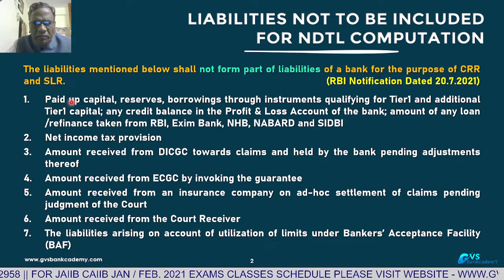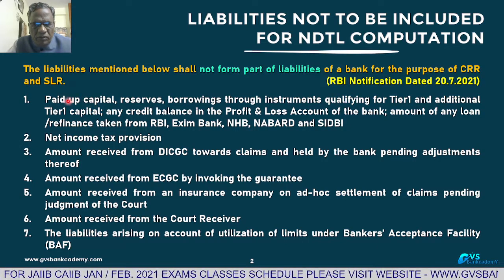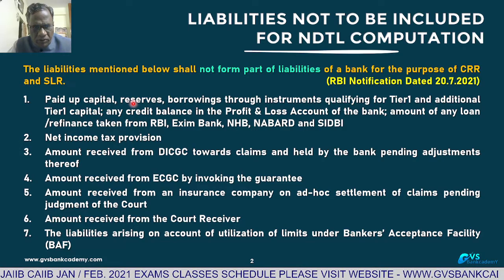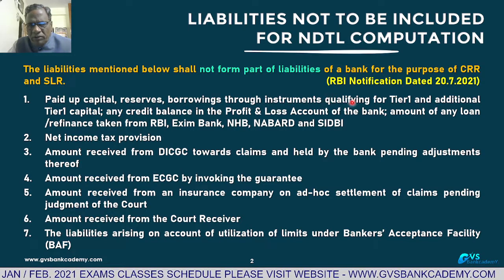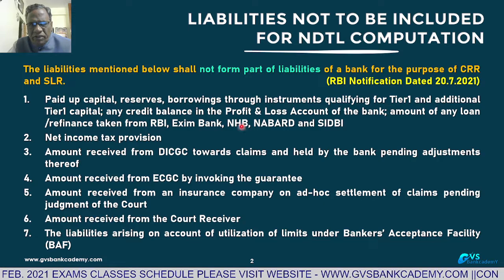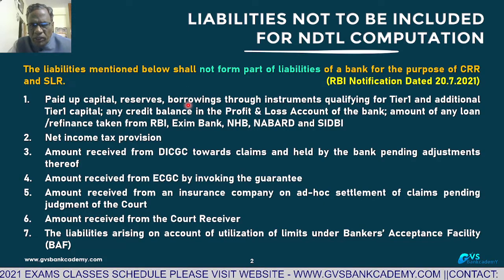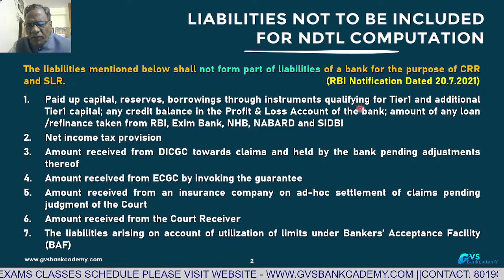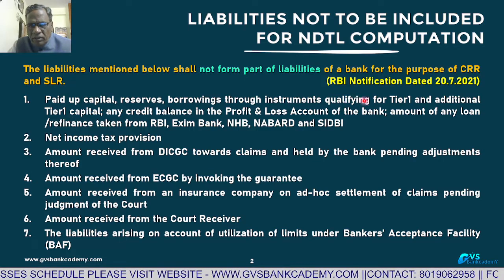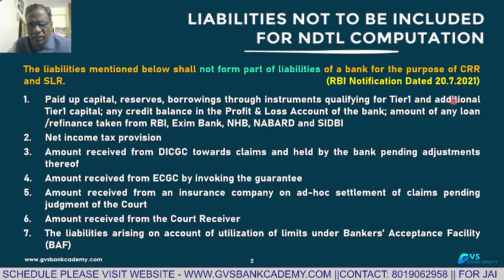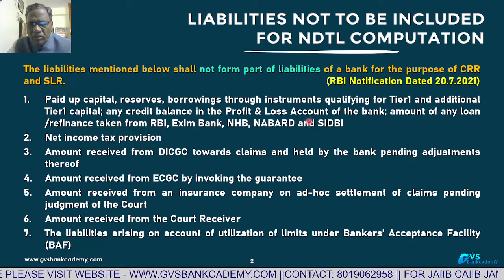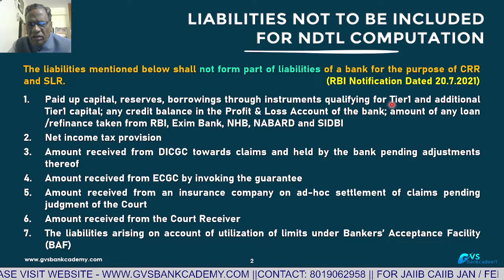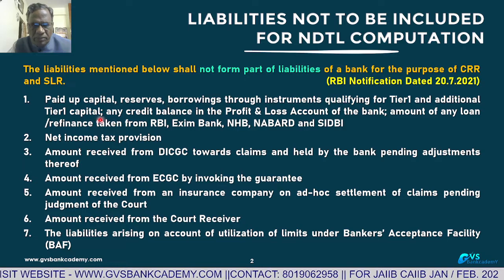Point number 1: paid up capital of the bank, schedule number 1; reserves, schedule number 2, bank balance sheet liability; borrowings through instruments qualifying for tier 1 and additional tier 1 capital. It means tier 1 capital instruments and additional tier 1 capital instruments do not form part of liabilities for CRR and SLR. So the bank need not maintain CRR and SLR on tier 1 capital and additional tier 1 capital.